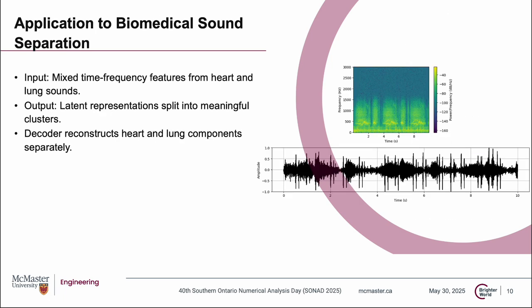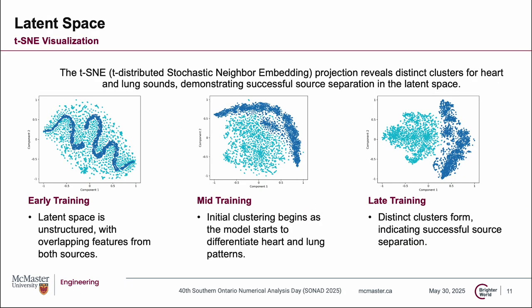So in our case, in the biomedical sound separation, our input is going to be mixed time frequency features from the heart and lung sound. And in the output, we have the latent representation of the clusters of the sounds. And in the decoder, we have different components for the heart and the lung separately. So for example, here is the STFT and the sound representation of a sample mixture. And here is the visualization of the t-SNEs.